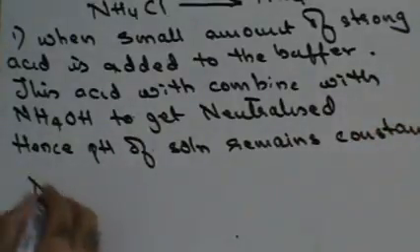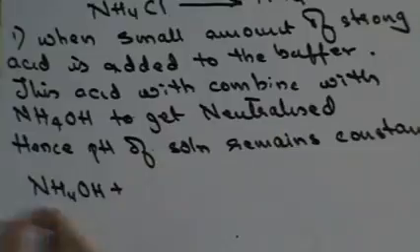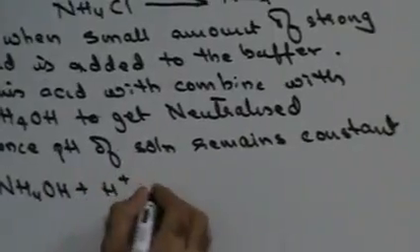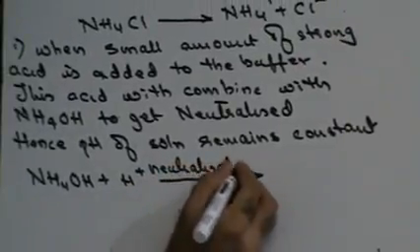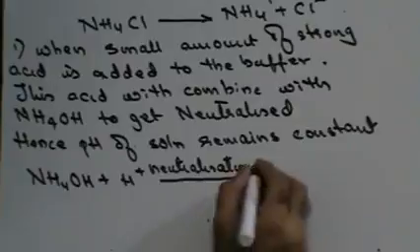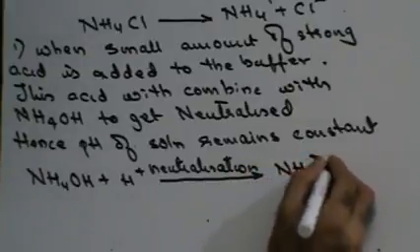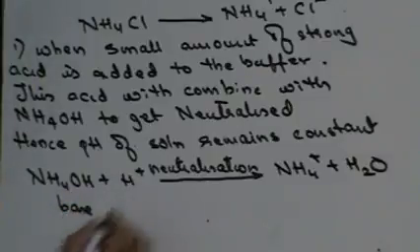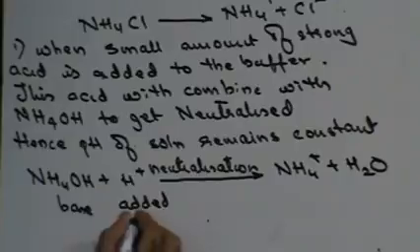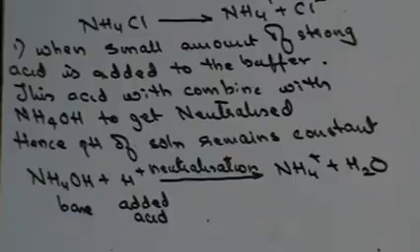For example, ammonium hydroxide combines with the acid, a neutralization reaction takes place to form ammonium ions plus water. This is your base, combines with added acid, to give you water. Now this capacity of the buffer solution to resist change in pH even when a strong acid is added to it is called reserve basicity.